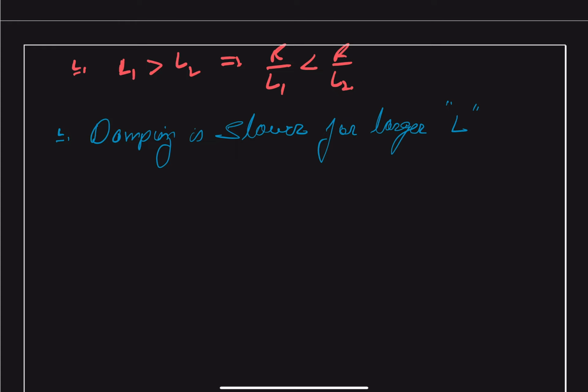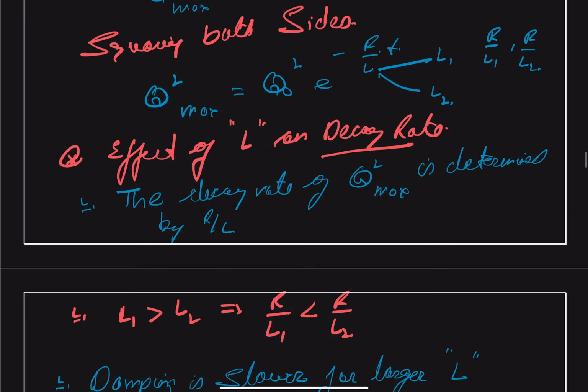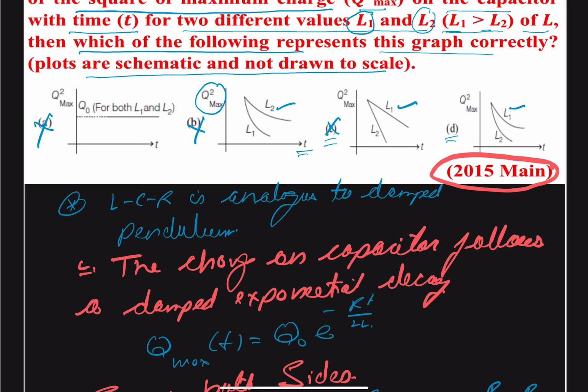Now from the equation of this charge, we can see there is an exponential function, and because of this exponential function, the graph will be following an exponential. Option number C is just a straight line, so this will also be incorrect. So the only option correct is option number D.